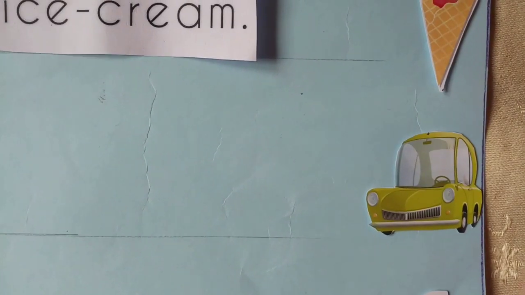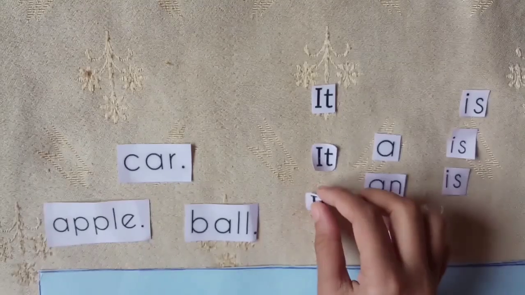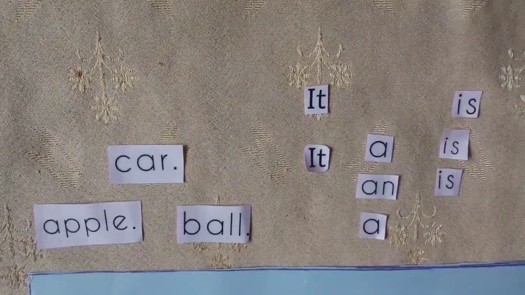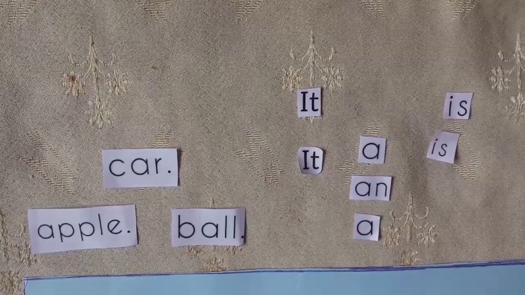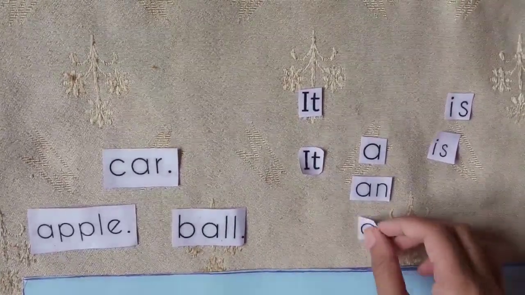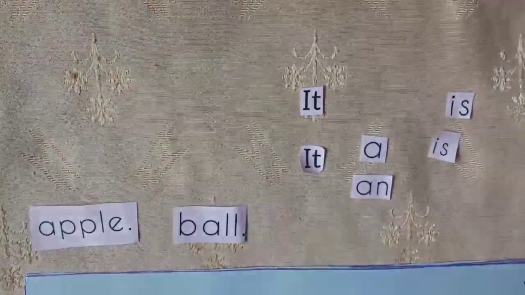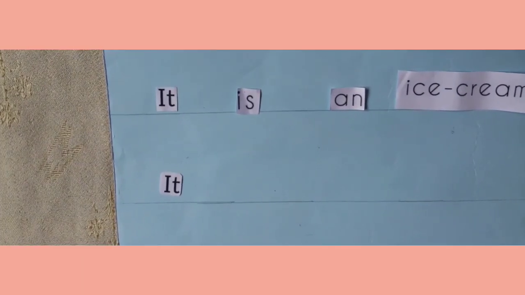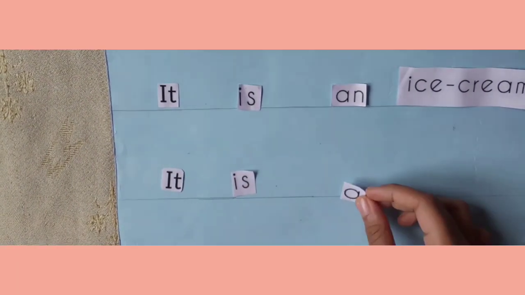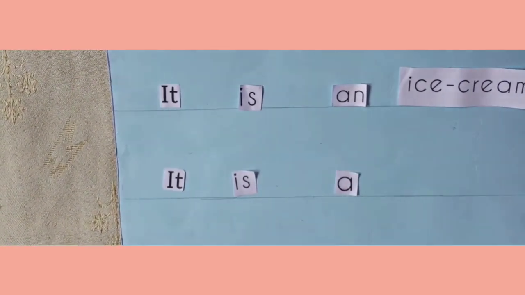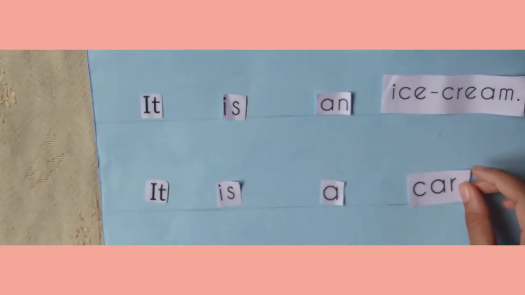Next is a car. So let's pick up the words. I-T, it. I-S, is, and now car starts with C, so it is not a vowel. So, a, car, C-A-R, car. It is a car, and a full stop.